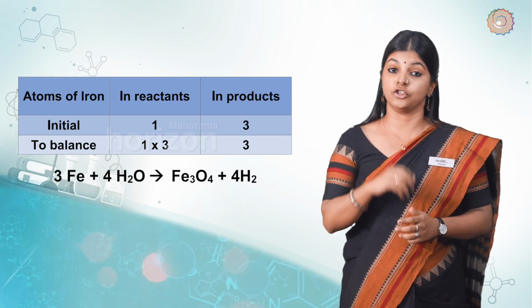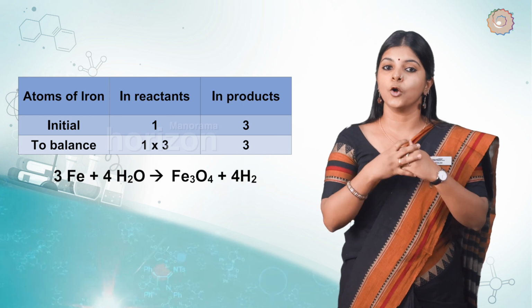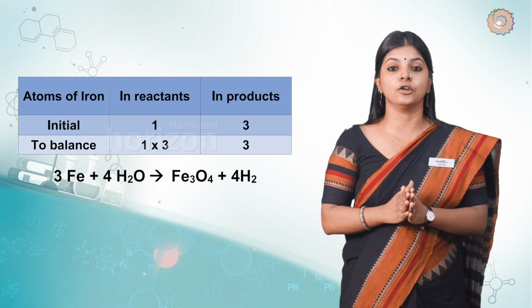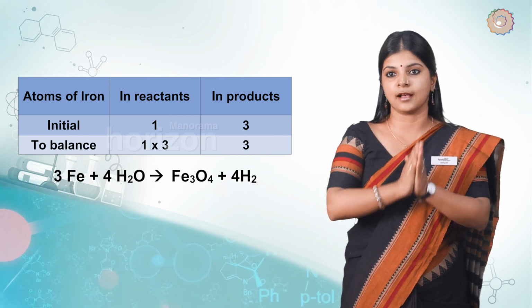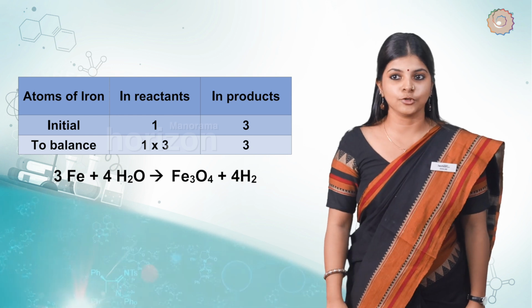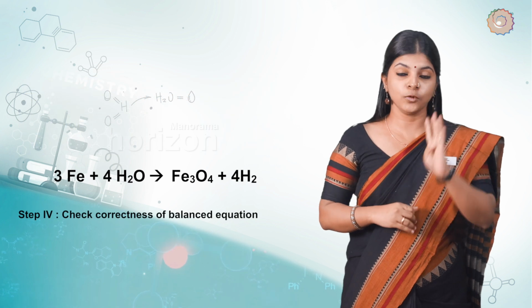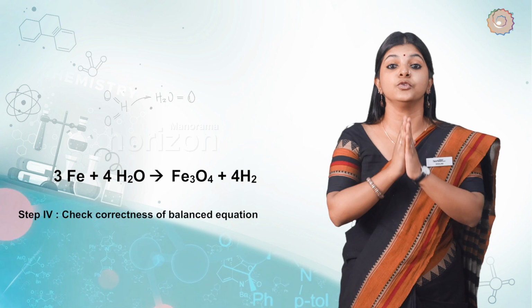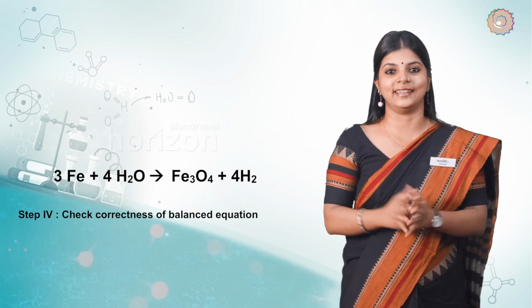Now you just have one element to be balanced, which is Fe. Fe on the LHS is just 1 atom, whereas on the RHS you have 3 atoms. So we are going to multiply by 3 on the LHS so as to get 3 equal atoms both on the LHS and the RHS, and the final equation becomes 3Fe plus 4H2O giving Fe3O4 plus 4H2. And the fourth step, which is the final step, is to check the correctness of the balanced equation. That is, you need to check if all the elements are equal on both sides. With that, we're done with balancing.